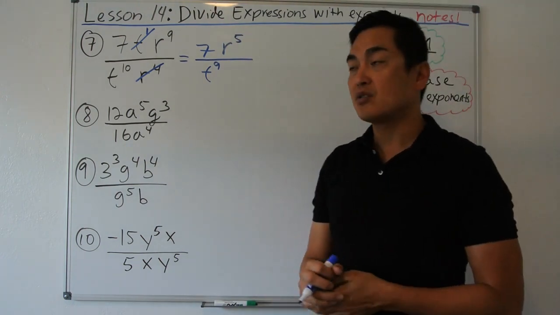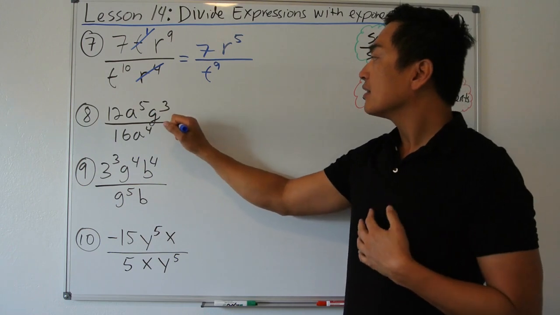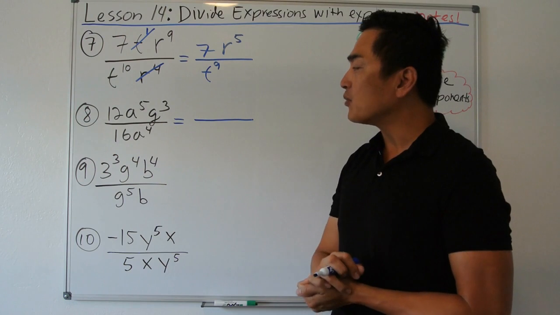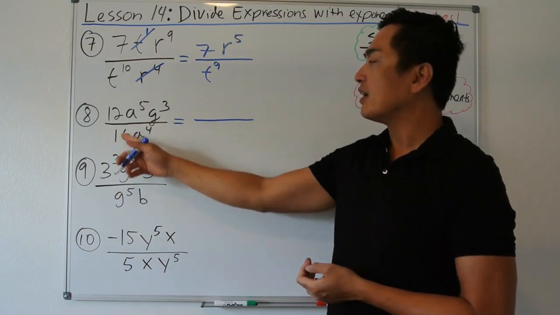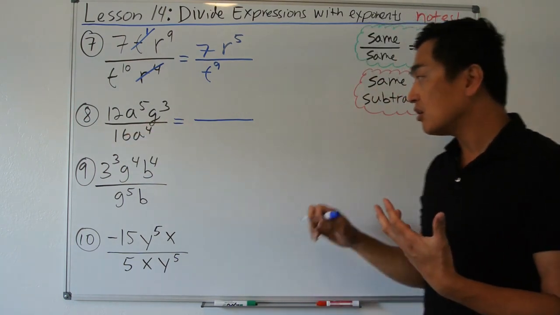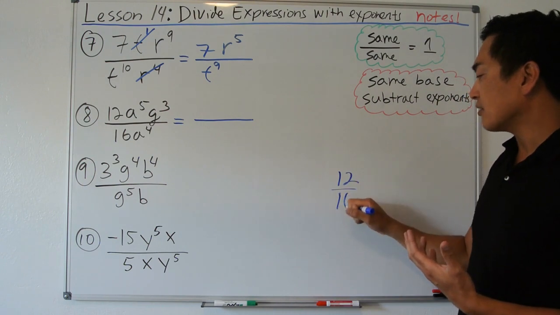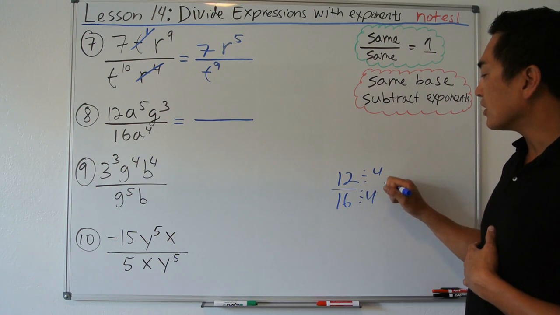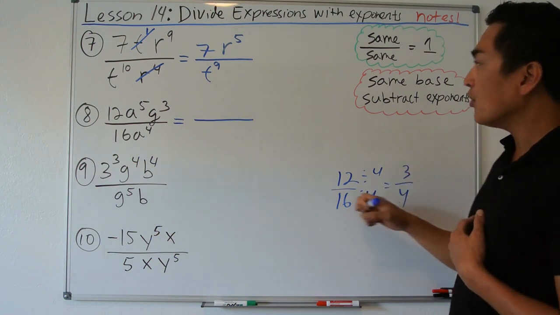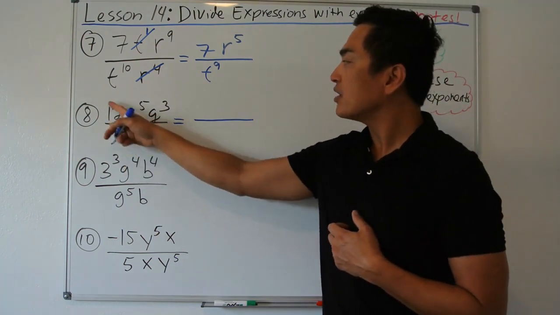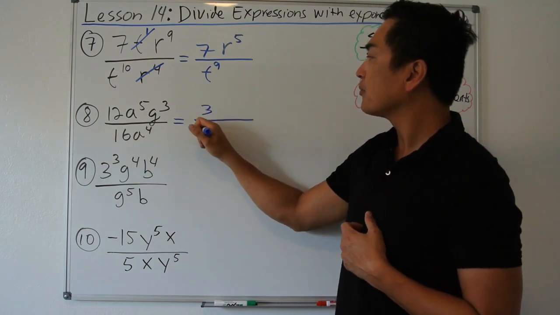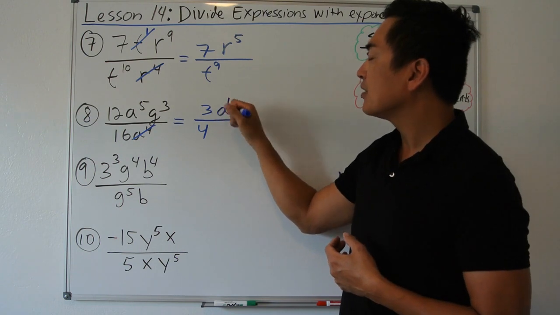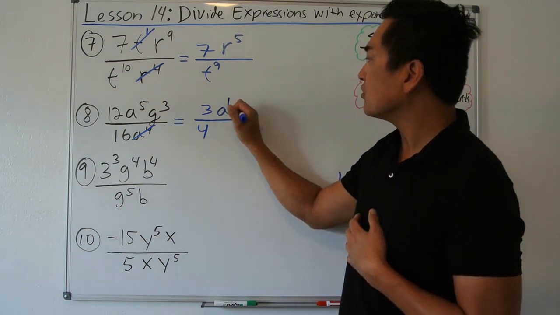Alright, so it's actually pretty easy once you get used to it. Okay, fraction line first. This one has numbers, 12 and 16. Again, you can't divide those two, but you can always reduce. You can always reduce 12 over 16, right? That becomes, let's see, divide by 4, divide by 4, that would give you 3 over 4. Okay, so this part here becomes 3 over 4. Okay, there's more A on top by 1, and then there's no G, so just G to the 3rd.